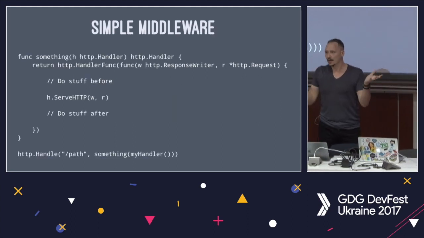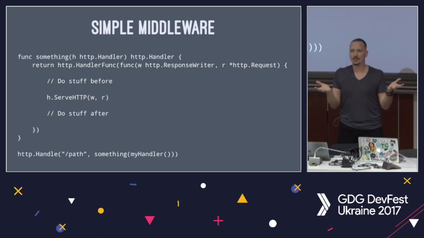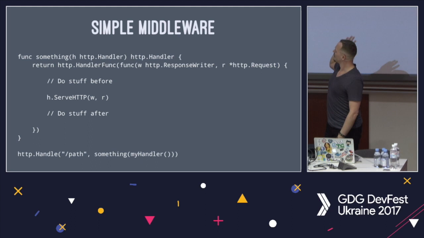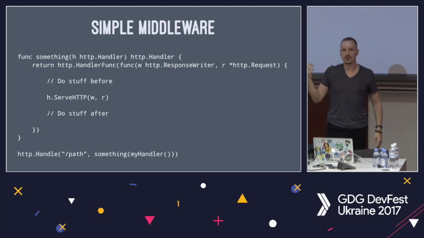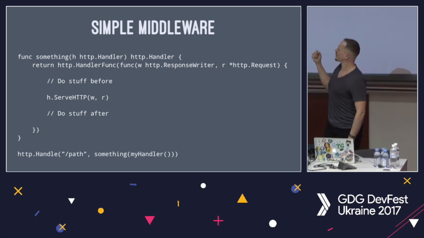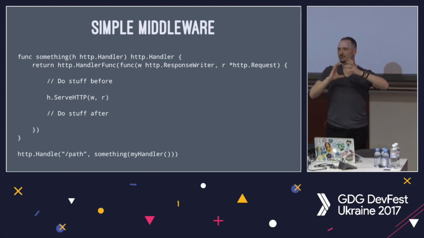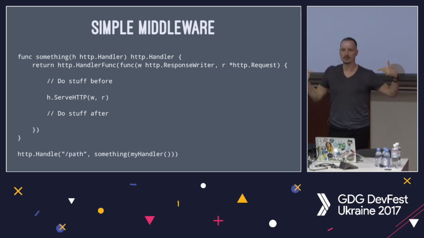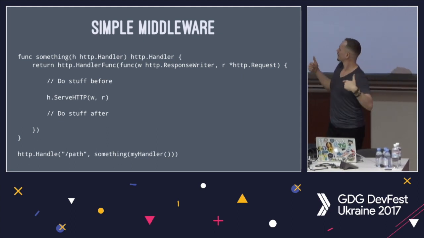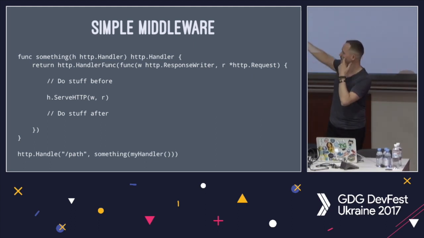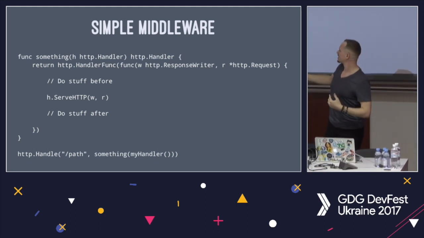So this is middleware. This has been talked about quite a bit in Go, but it's a nice little pattern, and it's worth knowing about. So essentially, you have a function, and you pass in a handler, and it returns a new handler, but it wraps the original one. So you can do things before the handler. Then you ask the handler to serve the request, and then you can also do things after. And I kind of love this.